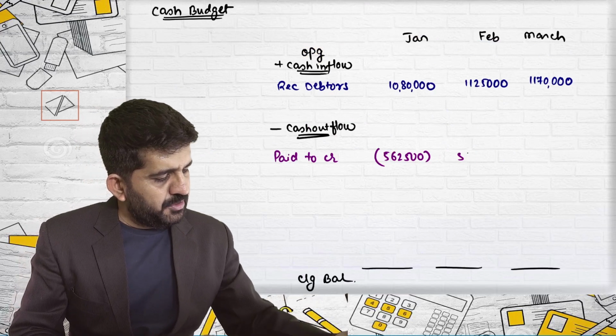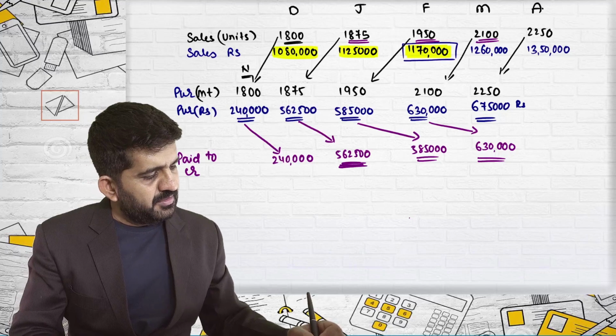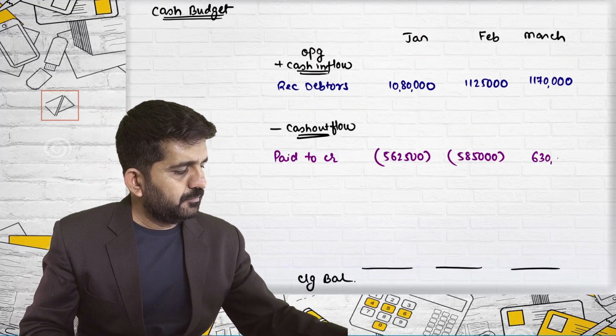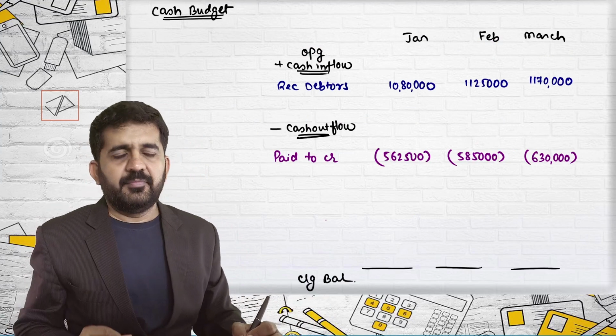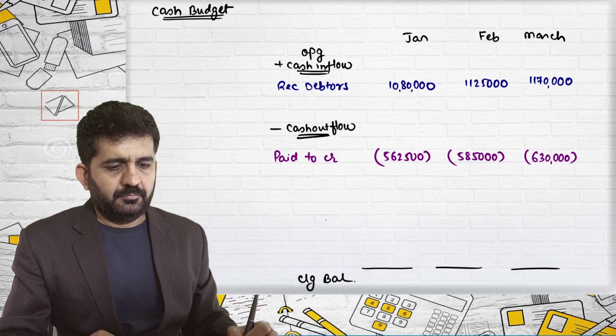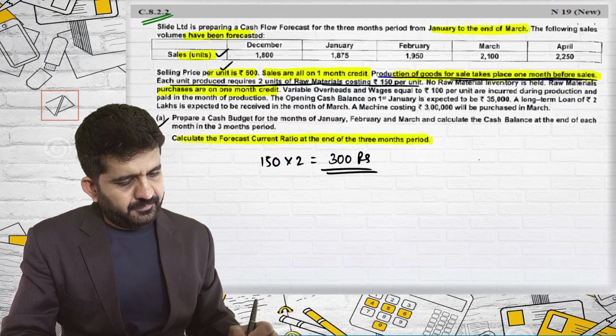5 lakh 85,000, 6,30,000. This is what will be paid to creditors.